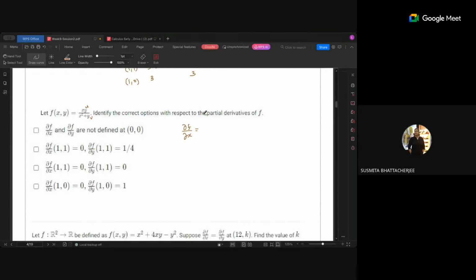x squared plus y, multiplied by y, minus xy multiplied by 2x, divided by x squared plus y whole squared. Okay, so here we have kept y as constant. Remember that. Similarly, what is dou f by dou y?